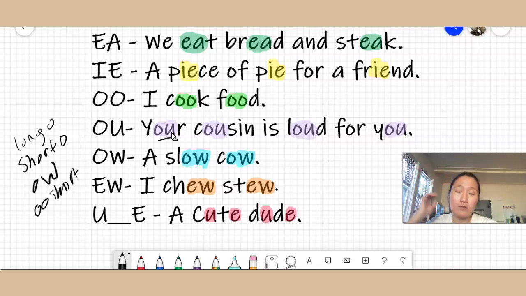That's the phrase that you need to remember to say, hey, OU can say 4 different sounds. Okay, the OW makes 2 sounds. You have the ow sound, and then you have the long O. So slow, cow. O and ow are the 2 sounds that you have there.